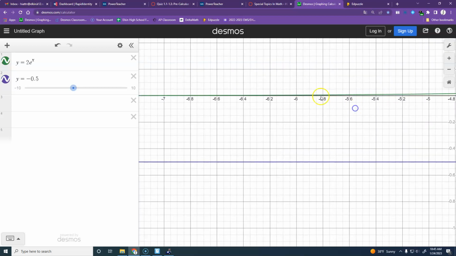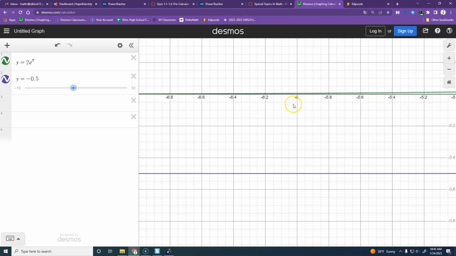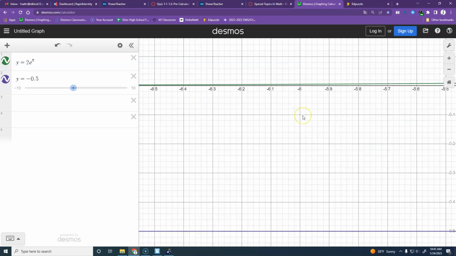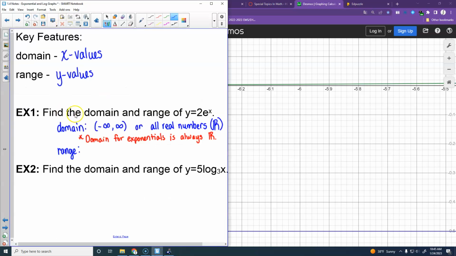It looks like it hits right here, but the more you zoom in, it's not really hitting that x-axis. It's just getting closer and closer to the number, right? So this is what we'll call a horizontal asymptote here. So for our range, the very lowest we ever are going to see this go is 0.